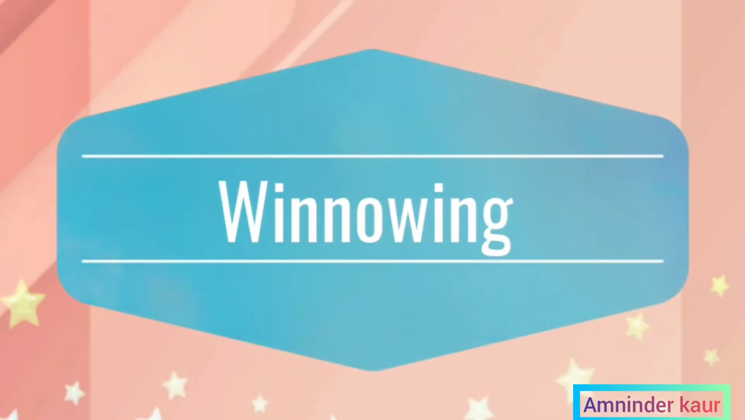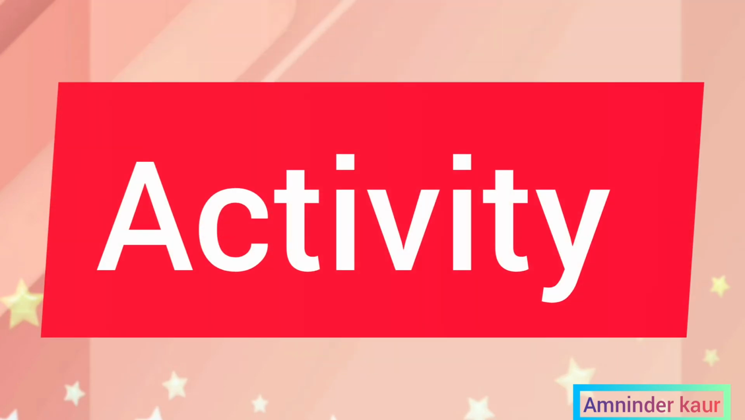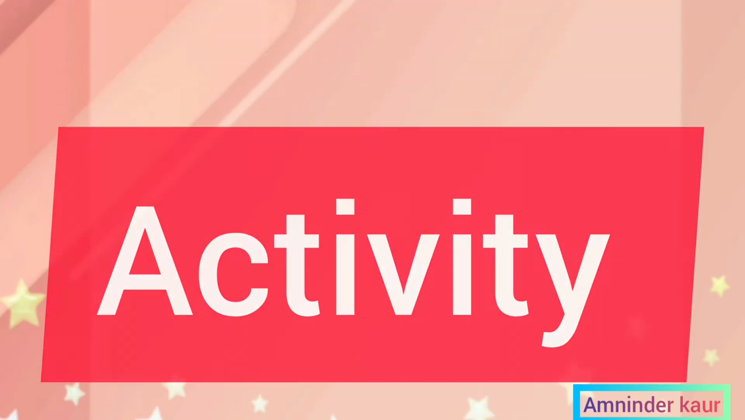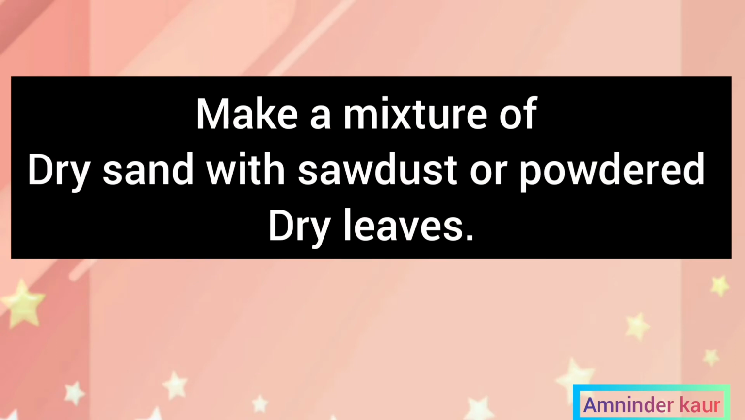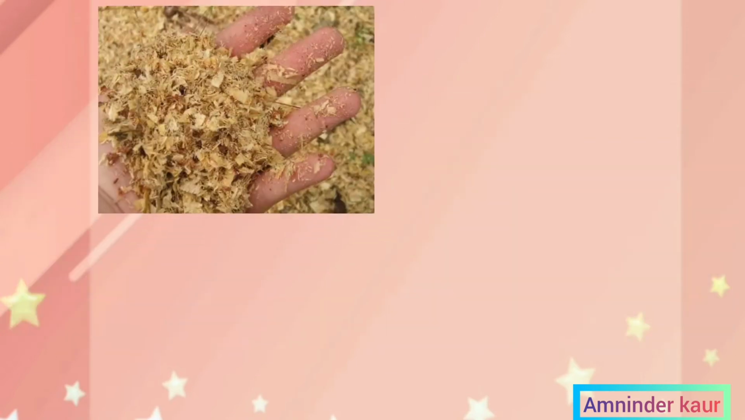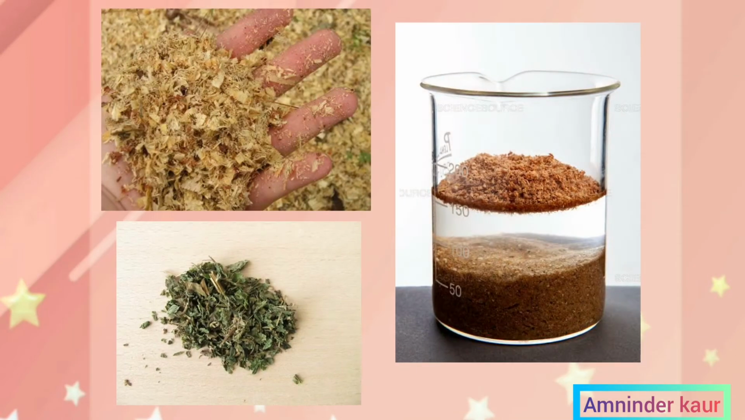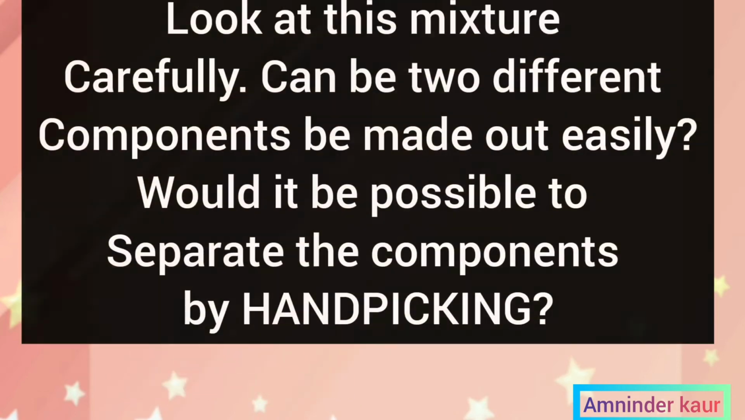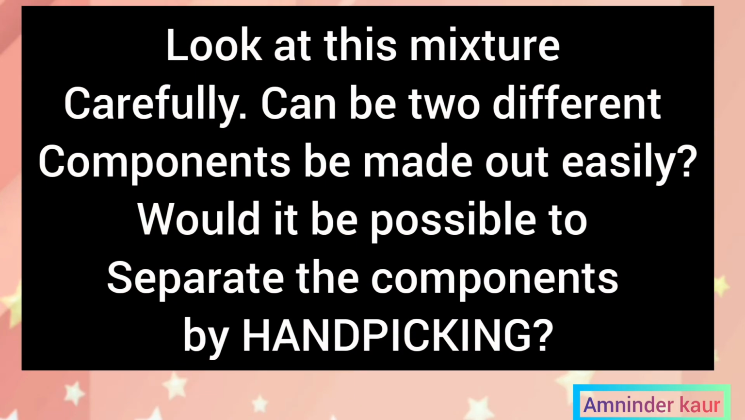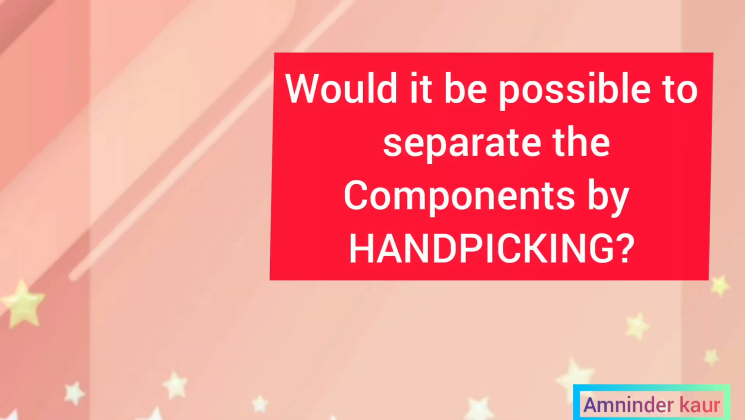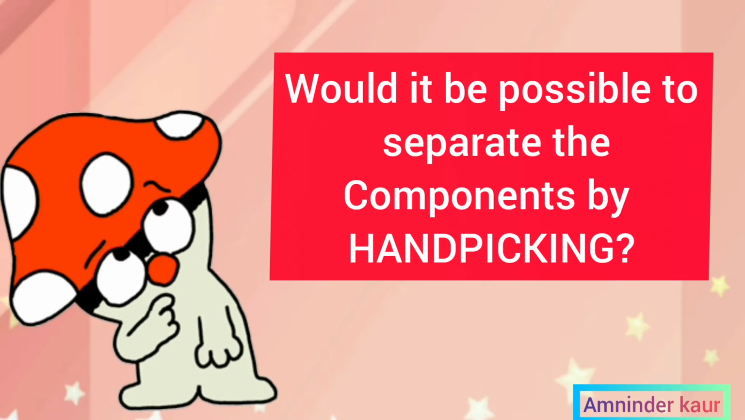Now the third method is winnowing. Again, you have to do an activity for better understanding. Make a mixture of dry sand with sawdust or powdered dry leaves. Keep this mixture on a plate or a newspaper. Look at this mixture carefully. Can the two different components be made out easily? Are the sizes of particles of the two components similar? Would it be possible to separate the components by hand picking?